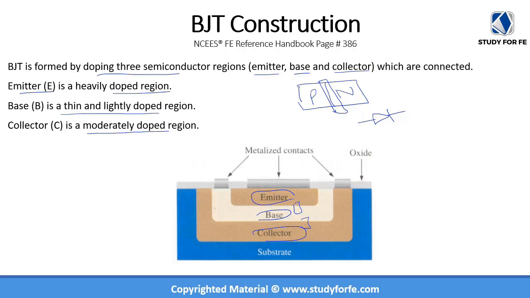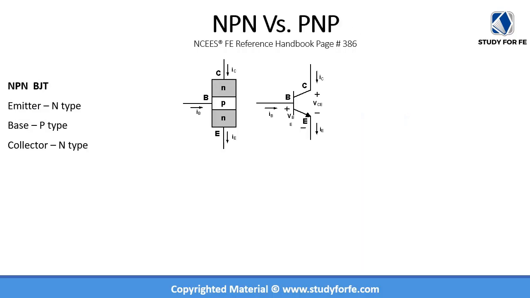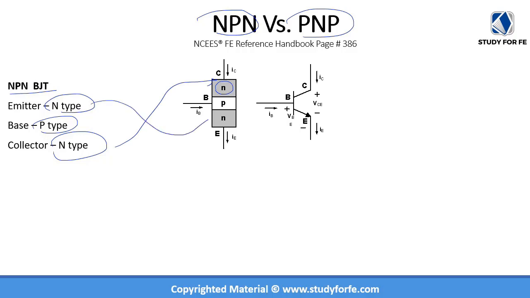We basically have two different types of BJTs: an NPN BJT and a PNP BJT. In the case of an NPN BJT, the emitter is an N-type region and the base is a P-type region, whereas the collector is also an N-type region. So this is how the junctions will look. You have an N junction for the collector, which is this. You have an N junction for the emitter, which is this, and you have a P-type base. So you have one junction here and another junction over here. And this is the symbol of an NPN BJT.